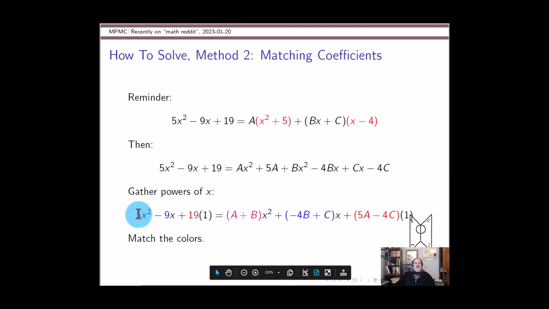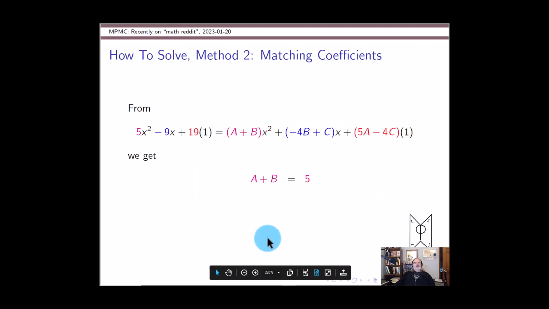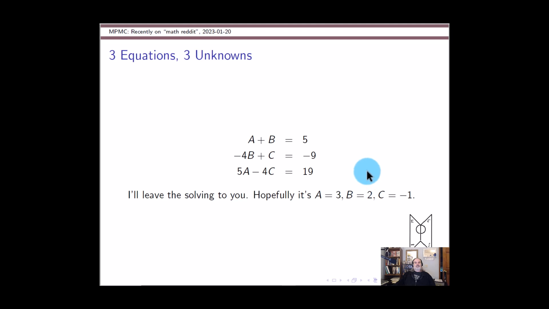The coefficient of x squared from the left, which is 5, is generated by a plus b. The coefficient of x, the negative 9, is generated by negative 4b plus c, and then similarly the constant of 19 is generated by 5a minus 4c. That is 3 equations and 3 unknowns. If you like solving those, this is then your favorite way to do this. I'm not actually going to solve that system, but it wouldn't be too hard.